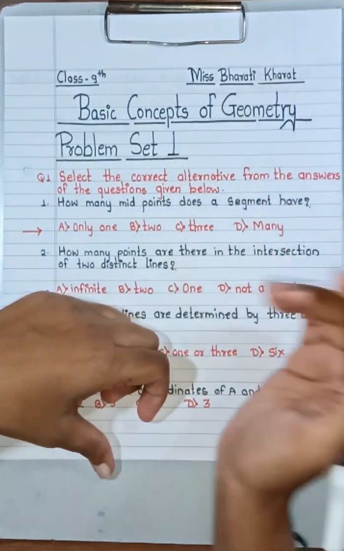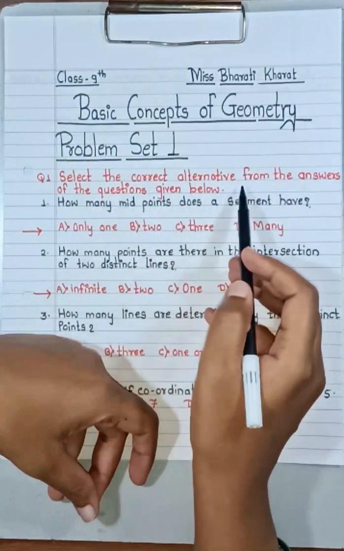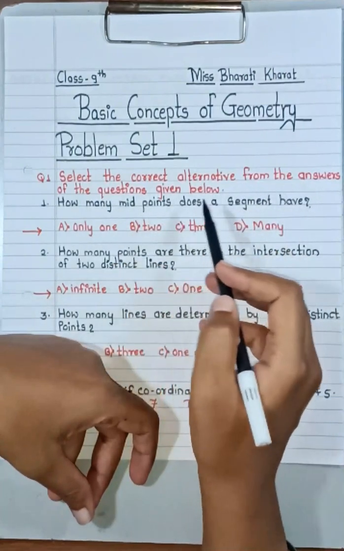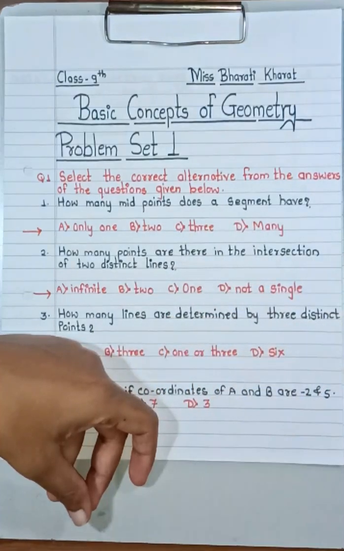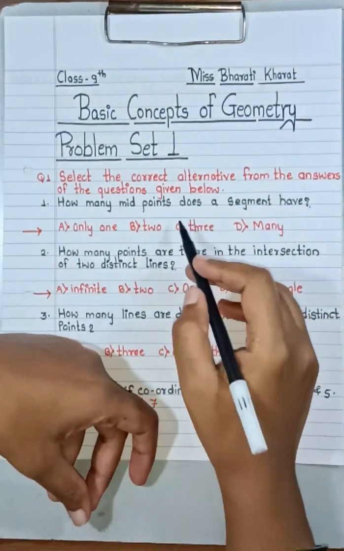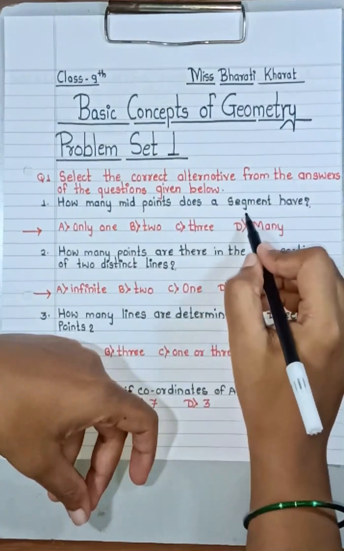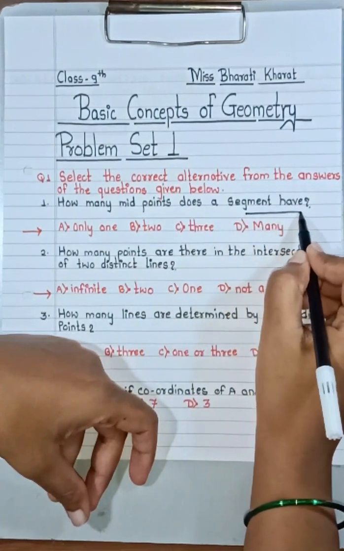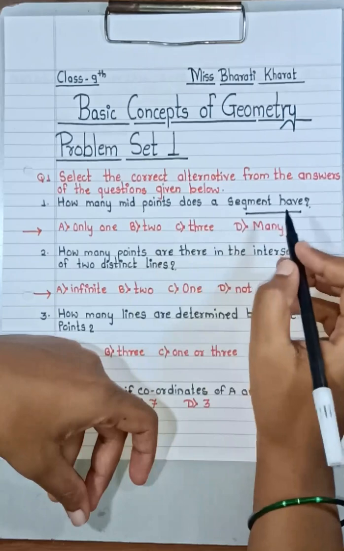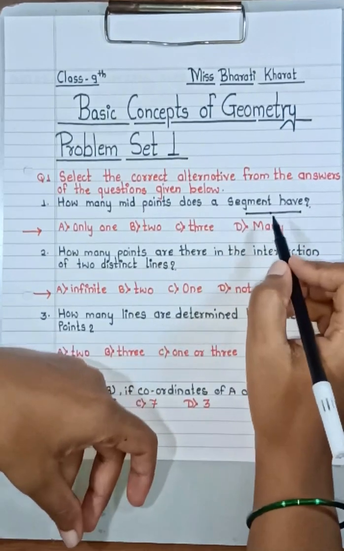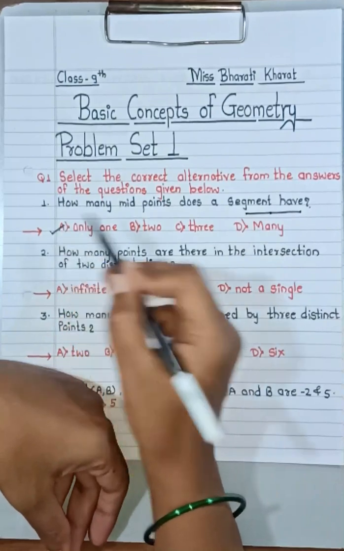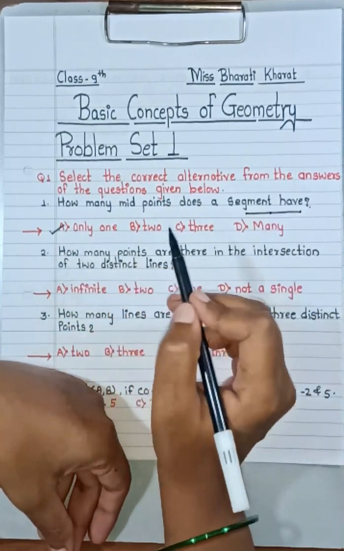In that, question number 1 is: select the correct alternative from the answers of the questions given below. How many midpoints does a segment have? Now just consider this diagram of a segment. A segment has one and only one midpoint. So your option number 1 is correct.